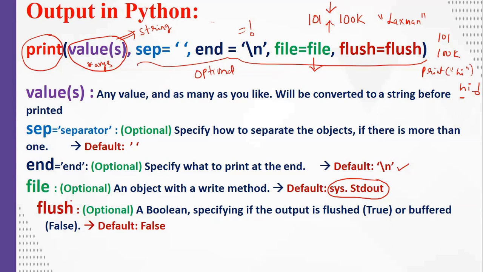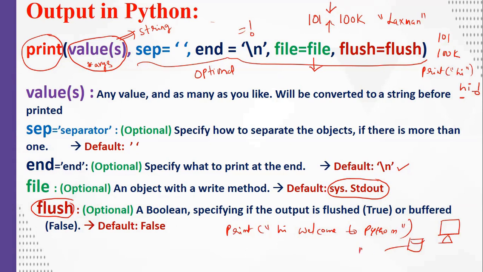You have also one more parameter, that is the last one. It is called flush. Flush is used to specify if the output is flushed or buffered. What does it mean? You print using a print statement, say, hi, welcome to Python. What happens? The statement will be printed on the monitor. But before you print the statement on the monitor, the statement will be in a buffer called the output buffer, the monitor buffer. So before you print this hi, welcome to Python, this will be stored in the monitor buffer, in the memory area used for the monitor.